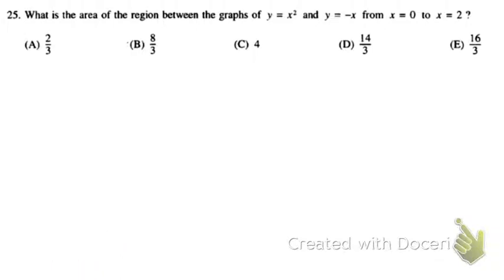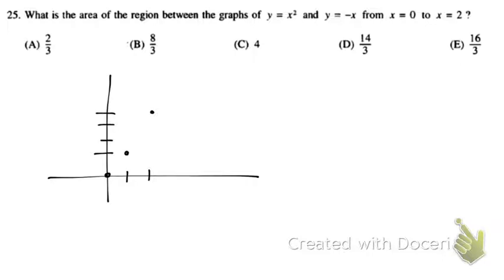First things first, if it's non-calculator, you better make sure that you know what region it's looking at and what the overall idea is of the area we're trying to find. So if I draw this graph, and I only care about the first quadrant since I'm only looking from x equals 0 to 2, the graph of y equals x squared looks like this. Just draw a couple points. So from 0 to 2, there's my quadratic. And then the line y equals negative x, I guess we do care a little bit about the fourth quadrant as well. Negative x looks like this.